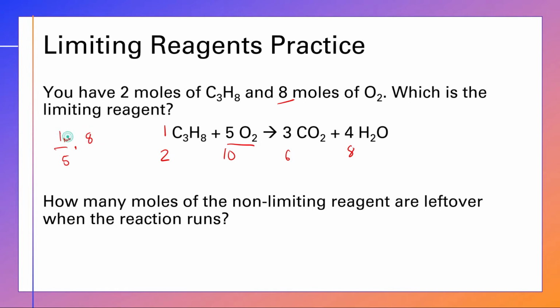This is 1 mole C3H8, and this is 5 moles O2, times 8 moles of O2. Moles of O2 would cancel out, and we are left with 8/5, or 1.6 moles of C3H8 that we're going to use up. Now, we started with 2, so 2 minus 1.6 equals 0.4 moles of C3H8 are going to be left over.